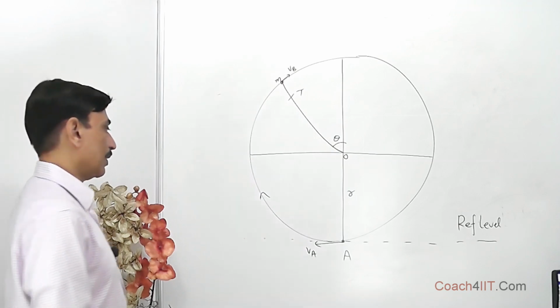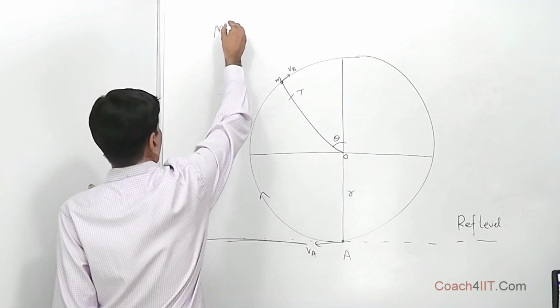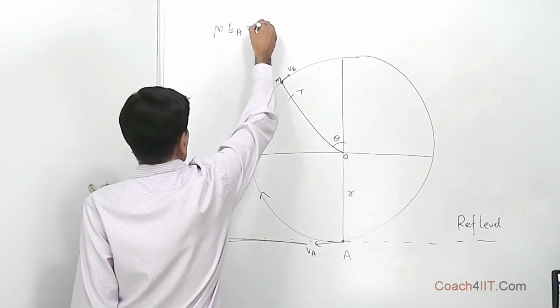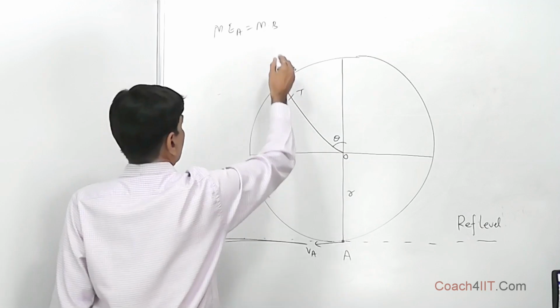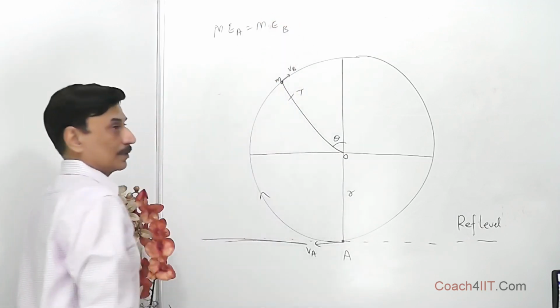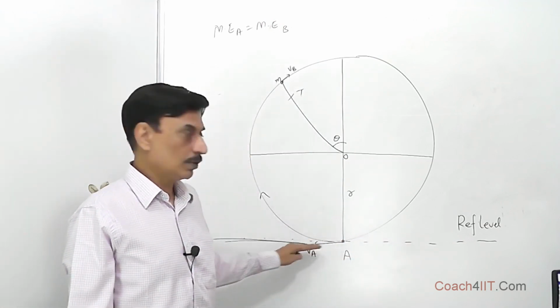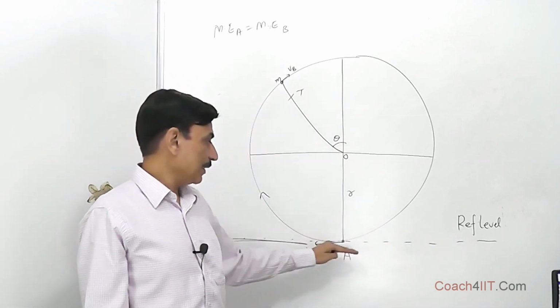So the very first thing is, we can apply the conservation of mechanical energy principle, that is, mechanical energy at A is equal to mechanical energy at B position. When we find the mechanical energy at A, obviously h is equal to 0. This is the reference level we are taking. h is equal to 0.